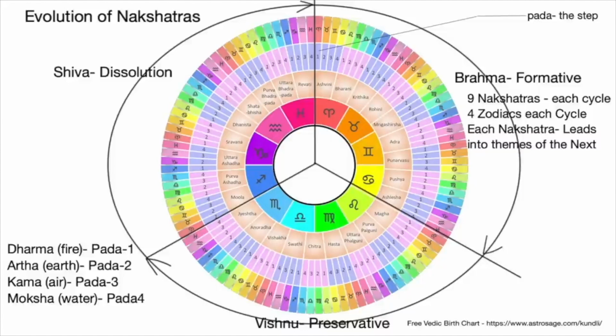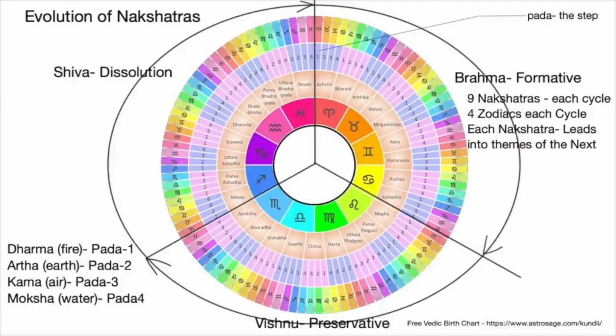Now you got to remember the Dharma pada is in every zodiac, in every nakshatra. The Dharma pada is the first one, which is the fire element. The Artha will be second, Kama will be 3, and Moksha will be 4. This is common for all nakshatras. So the Dharma pada will have either Aries, Leo, or Sagittarius. The Artha pada will always have 2, 6, and 10, that is Taurus, Virgo, and Capricorn. The Kama pada will have signs of Gemini, Libra, and Aquarius.